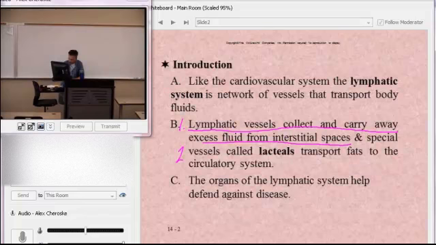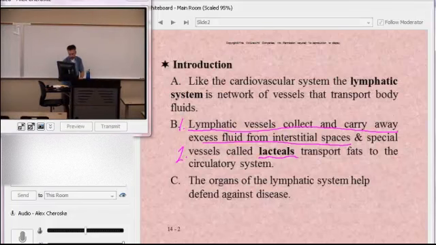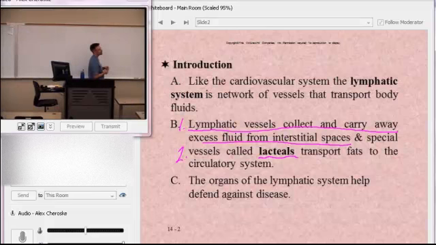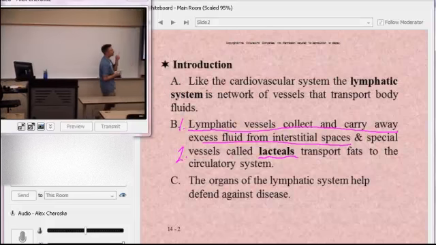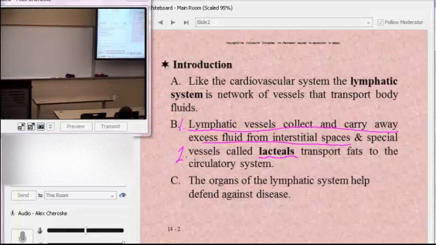Number 2 is that we have these special vessels called lacteals that are important in terms of transporting fat into the circulatory system, to the organs that are going to finish processing it when we digest a meal. So we'll find that the cardiovascular system works with the respiratory system, works with the digestive system, etc., in order to transport things to and from the cells.